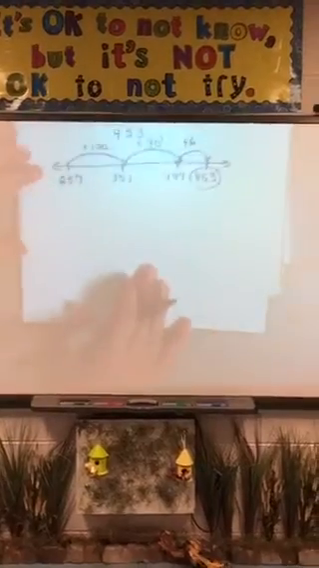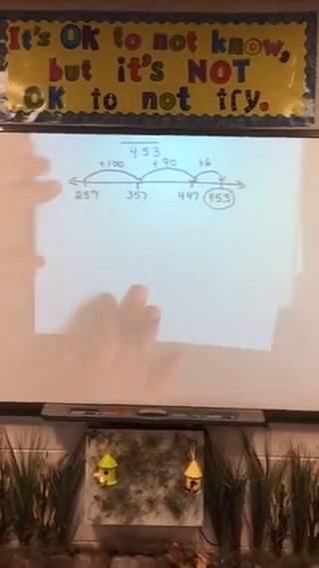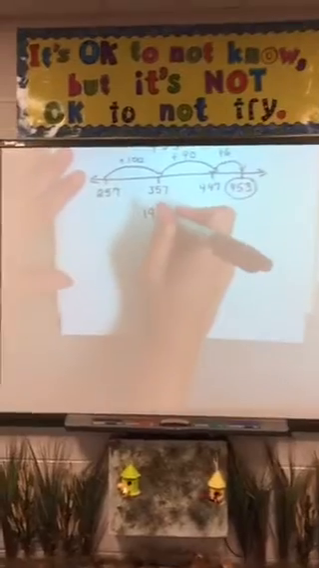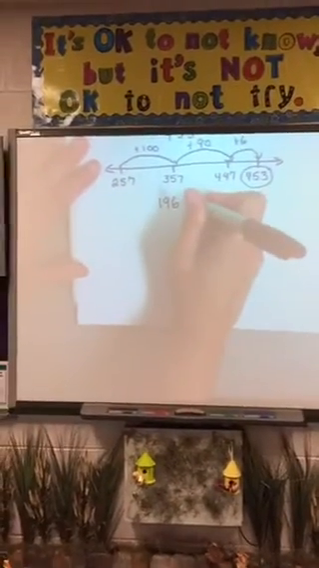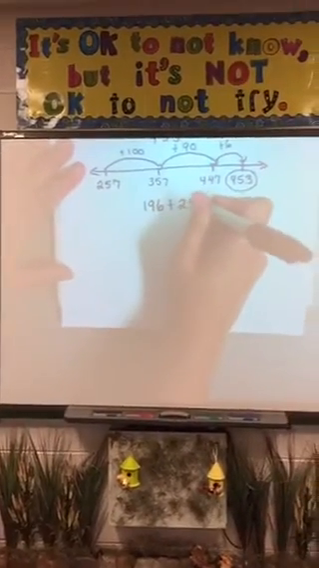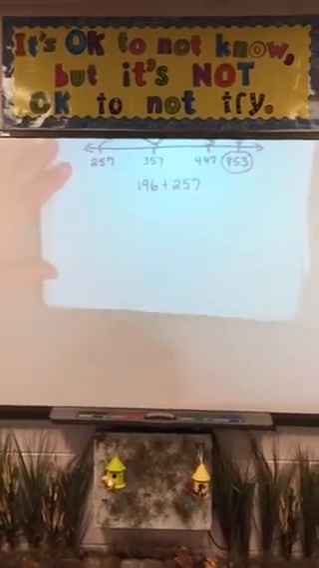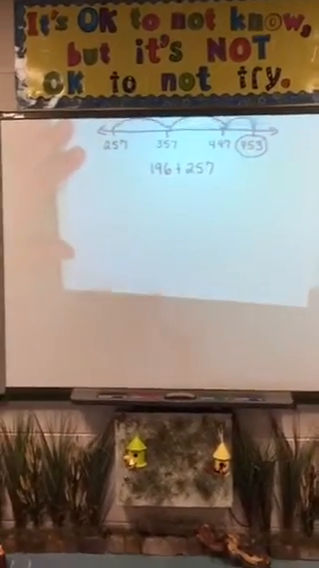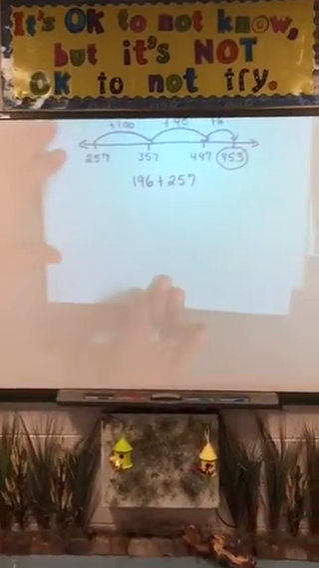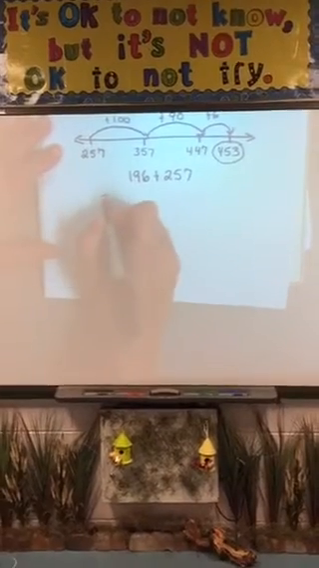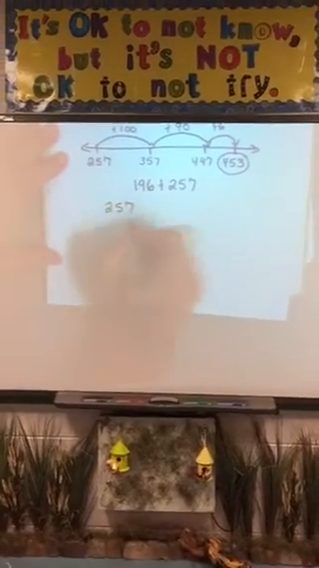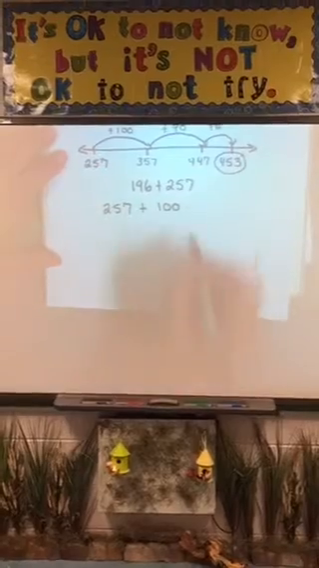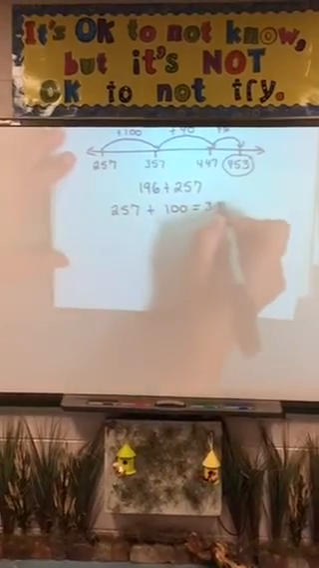Another strategy, which follows right along with the number line, is break apart one number. Again, our add-ins are 196 plus 257. If I'm going to break apart, I'm going to break apart 196 like I did on the number line. So I'm going to start with 257. I'm going to add the 100 from 196. I'm at 357.